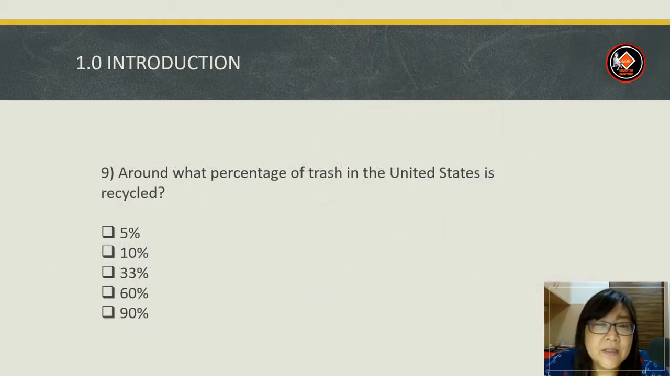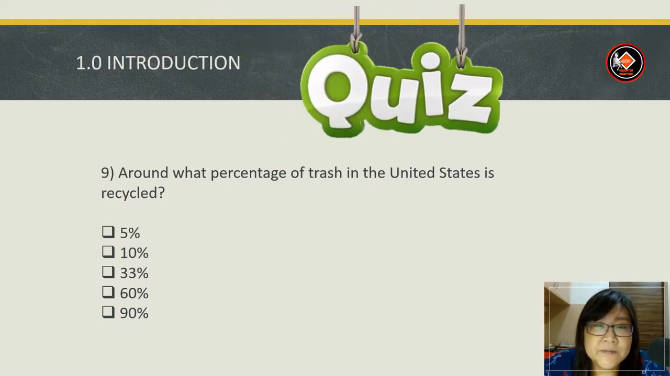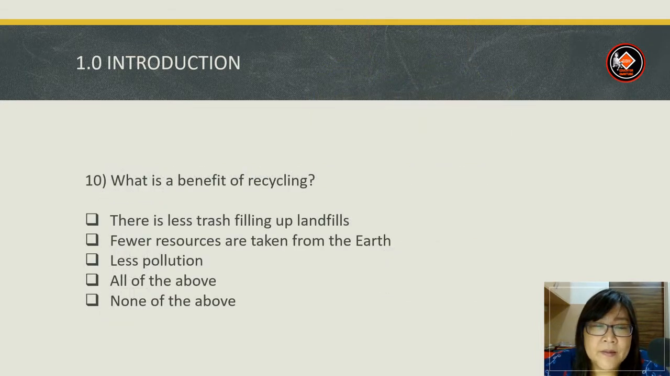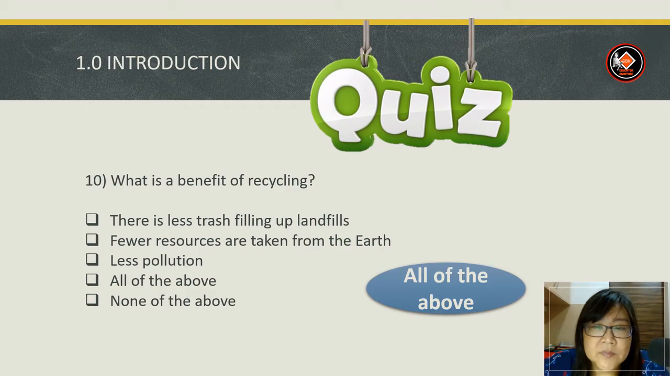Next, we have number 9. Around what percentage of trash in the United States is recycled? So 5%, 10%, 33%, 60%, 90%. So the answer is 33%. Next question, question 10. What is a benefit of recycling? There is less trash filling up landfills, fewer resources are taken from the earth, less pollution, all of the above, none of the above. So the answer is all of the above.